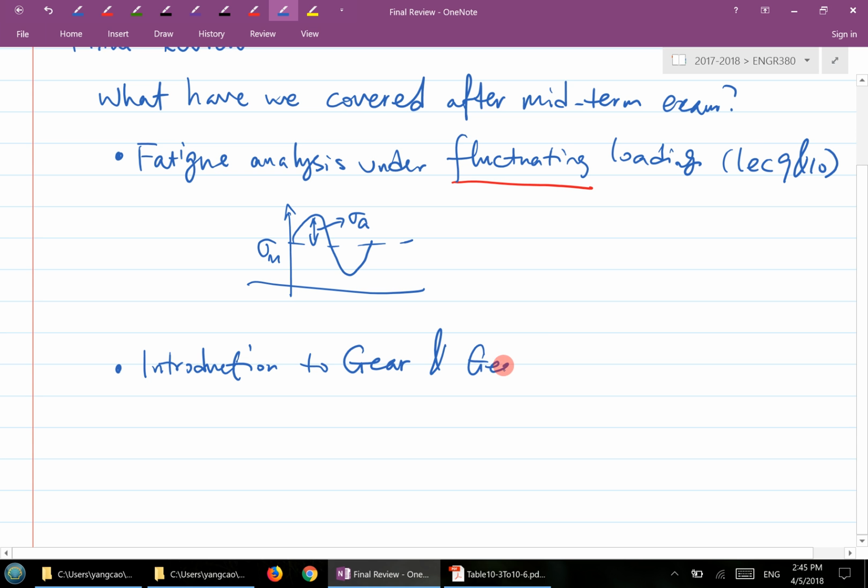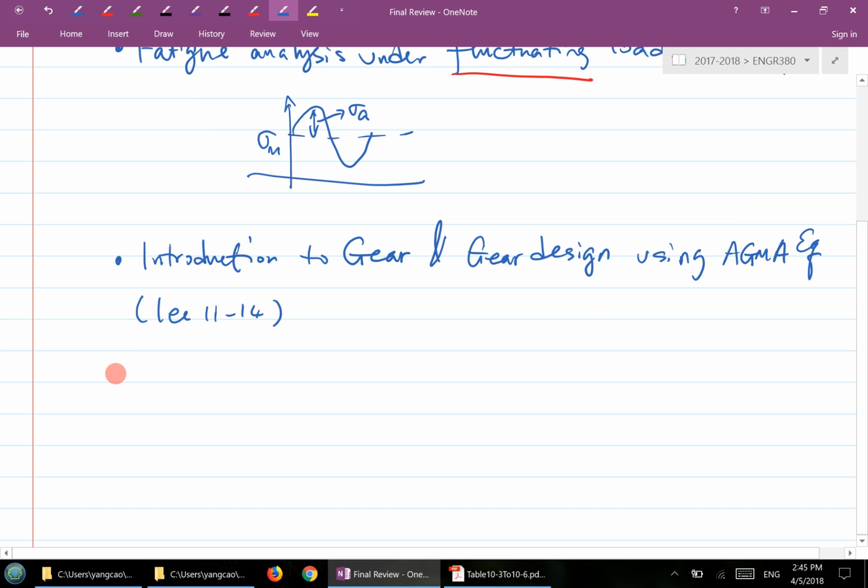And we also looked at the gear design. For the gear design, we're designing for two different types of stresses. One is the bending stress, the other is the contact stress, right? For the bending stress, we use the Lewis equation as the basic equation. For contact stress, we use the so-called Buckingham equation as a basic equation. But when we do design, we essentially use the AGMA equation for the design. For this portion you should look at lectures 11 to 14. So there are 3 lectures associated with this.